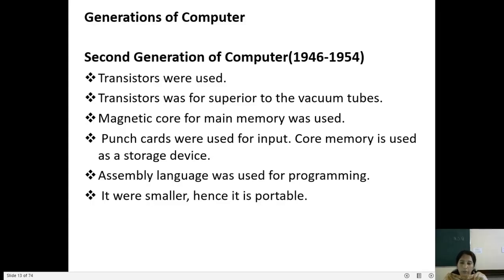Obviously, it gives a plus point where the size of the computer has been reduced, and instead of the punched card concept, they introduced magnetic core for the main memory concept, and it was a success. Punched cards were used only for input. Core memory was used as the storage device. And they updated from machine level language; assembly level language was introduced for programming, and the computer became smaller and a little bit expensive, not so cheap and not so highly expensive, but of moderate cost.